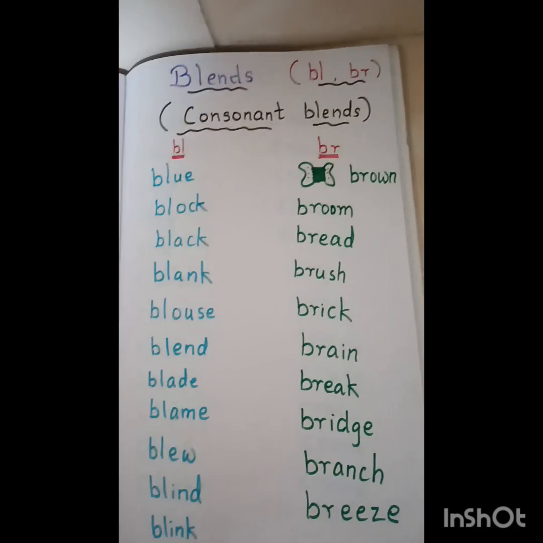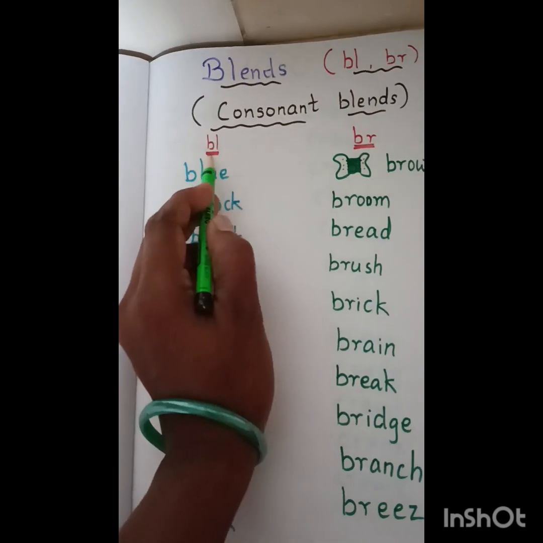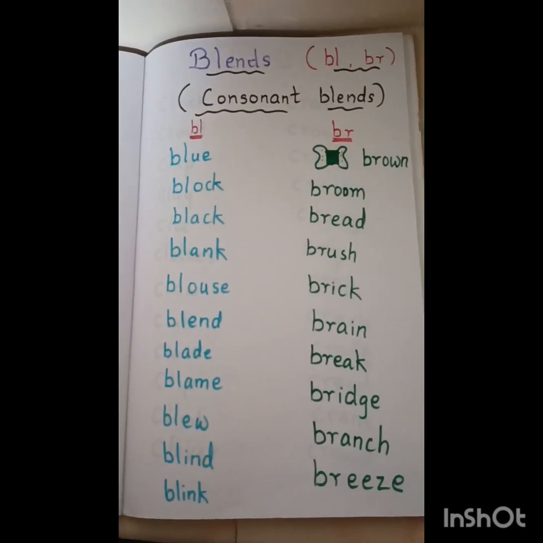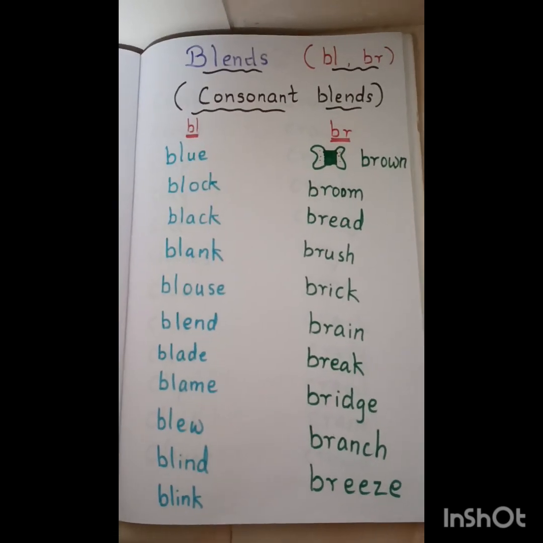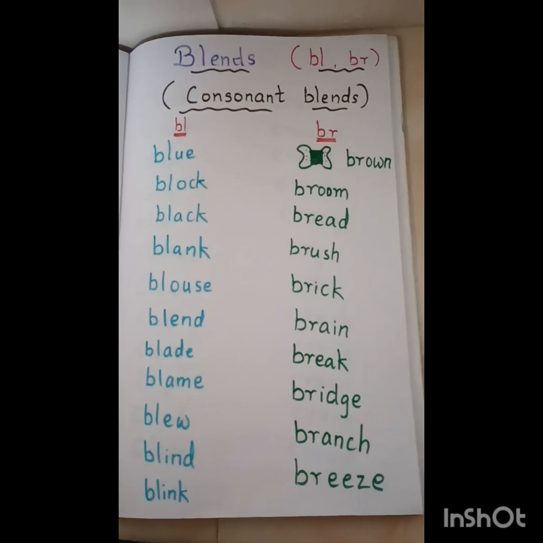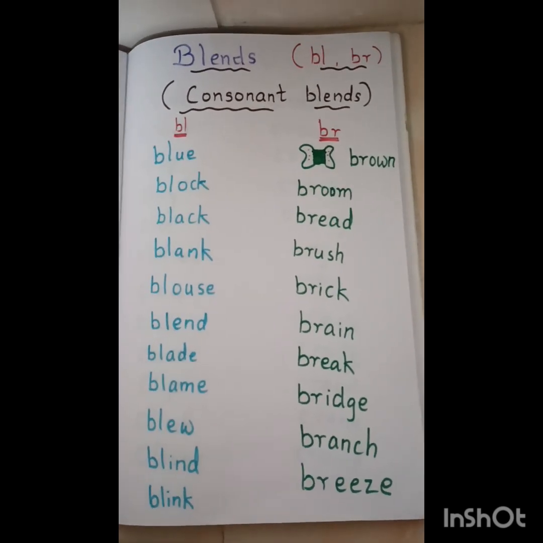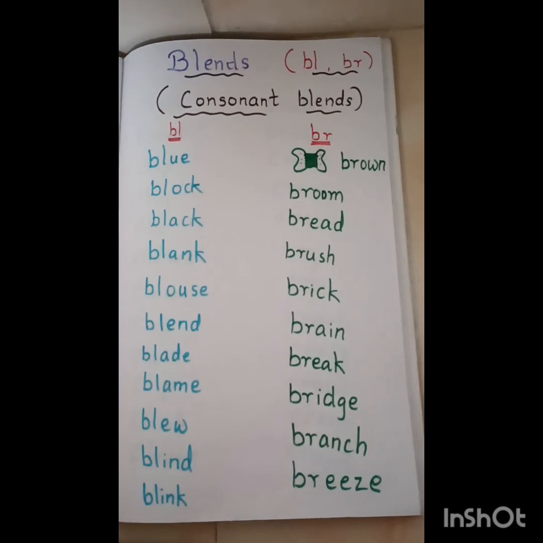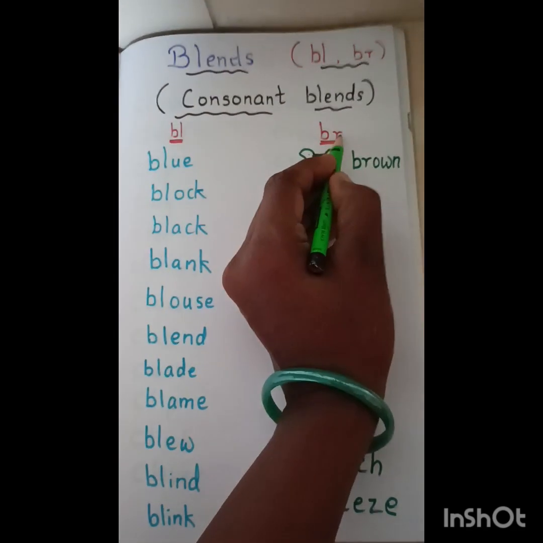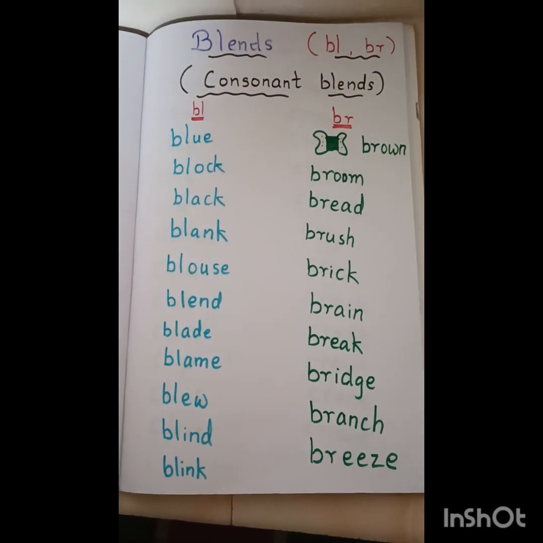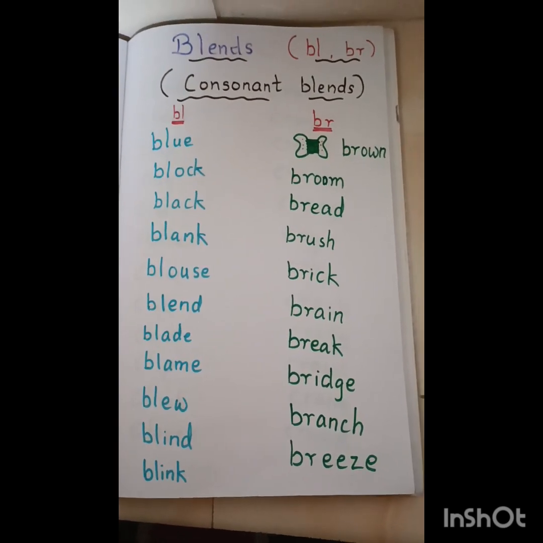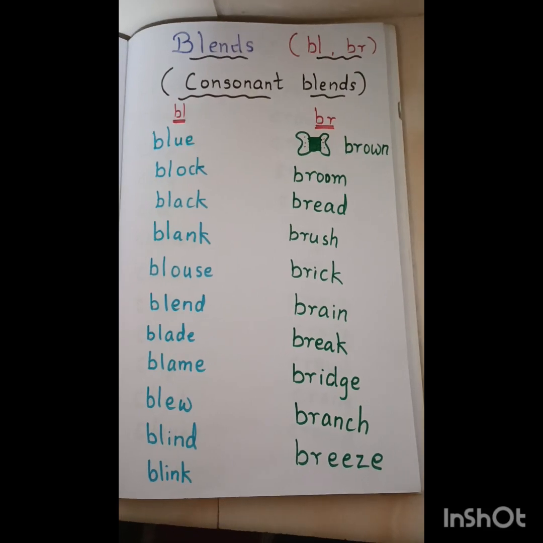So let us do the first one, bl. B and L together makes what? Bl. You can hear two sounds, B and L. B and L makes the bl sound. Now B and R makes the br sound. Br. B and R makes the br sound.